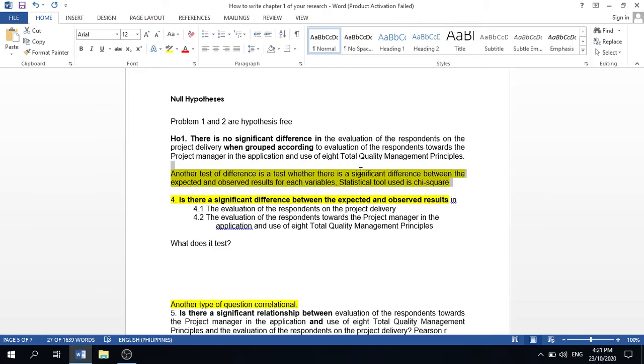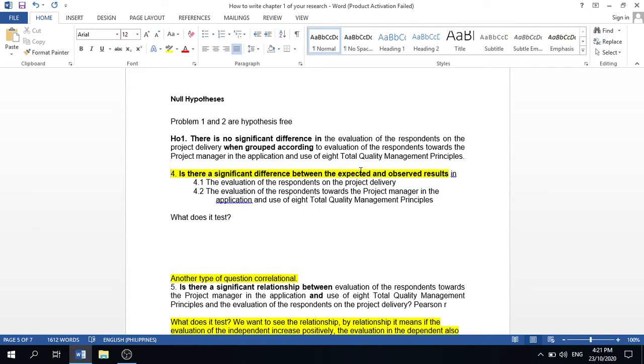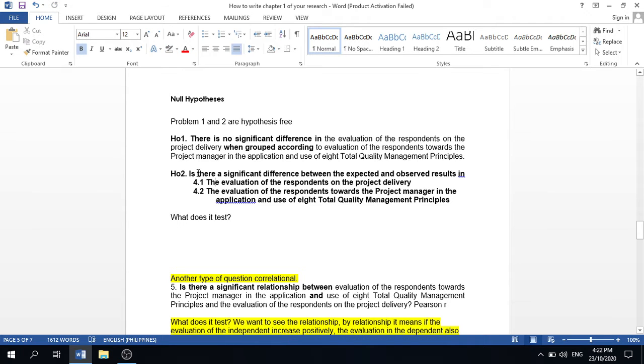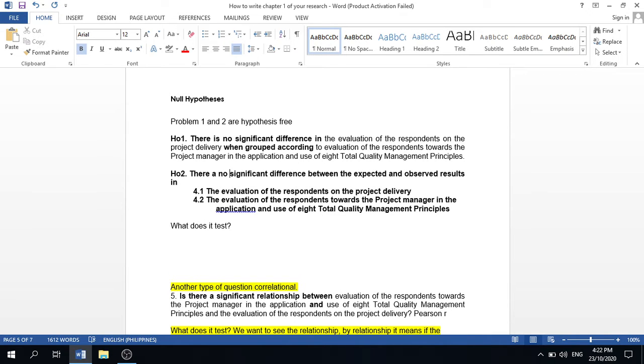Another is chi-square. So HO2, our null number 2, is still very simple. You just change the question into a statement. So there is no significant difference in the expected and observed results in.